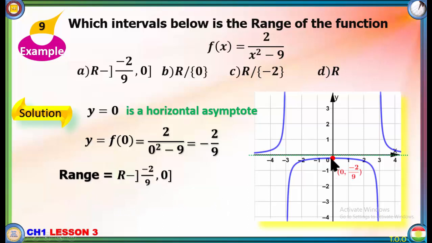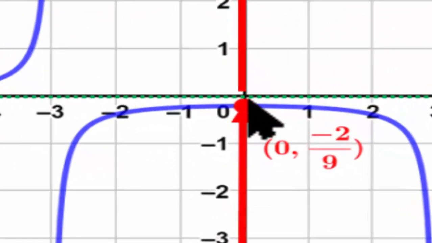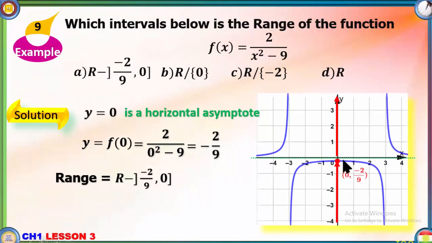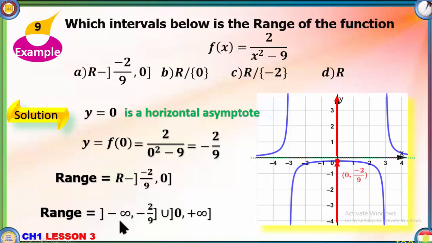As you can see here in this graph, in this interval the function is not defined. Then the range is from minus infinity to -2 over 9, union from 0 to positive infinity.